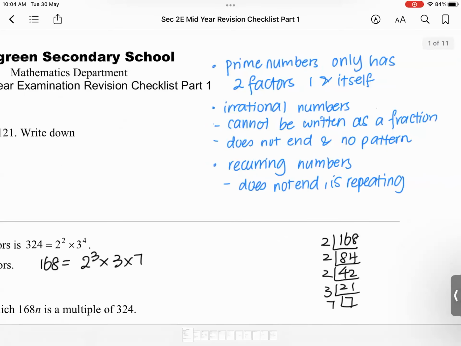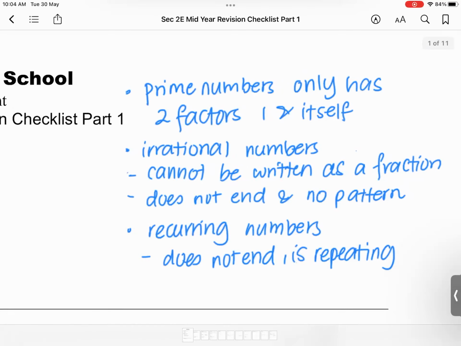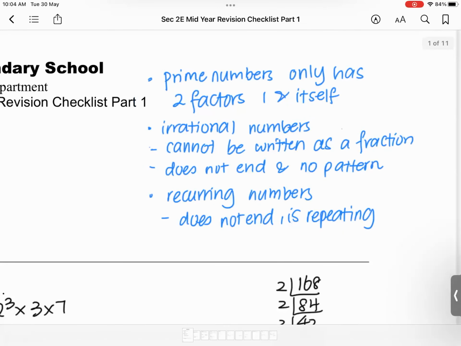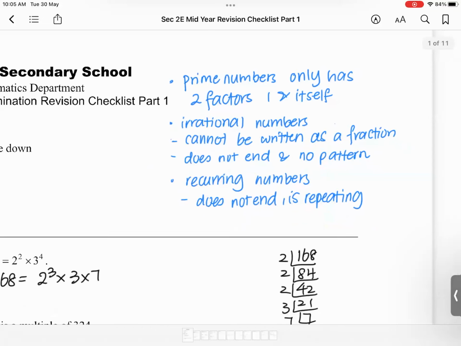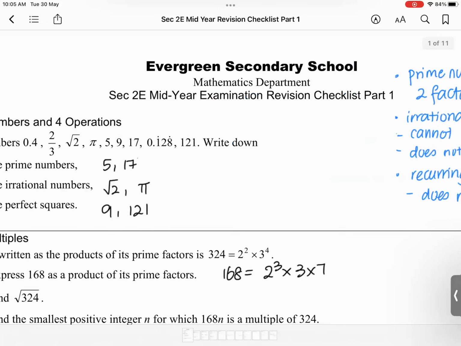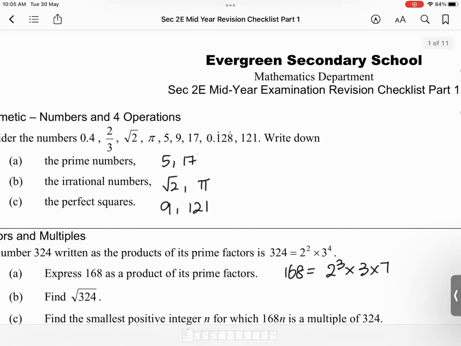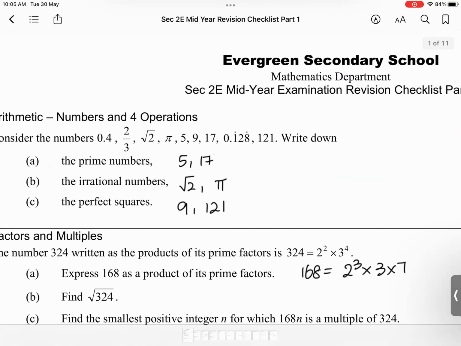What are prime numbers? Prime numbers are numbers that have only two factors, 1 and itself, right? The common mistake that a student might make is to think that prime numbers are odd numbers. Yes, the majority of prime numbers are odd numbers, but 2 is the only even prime number inside this list. Then the common mistake, people think that 9 is a prime number. So 9 is actually not a prime number. Therefore, in this case, the answer for part A, prime numbers are just 5 and 17.